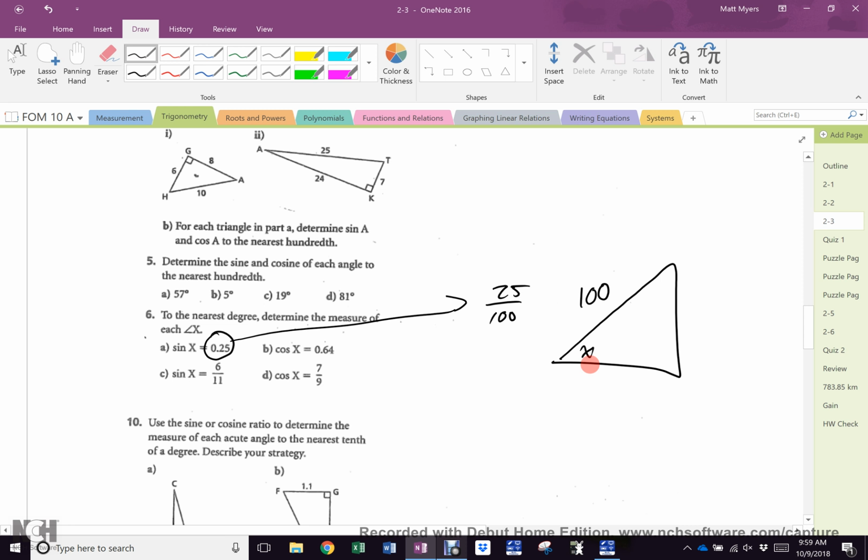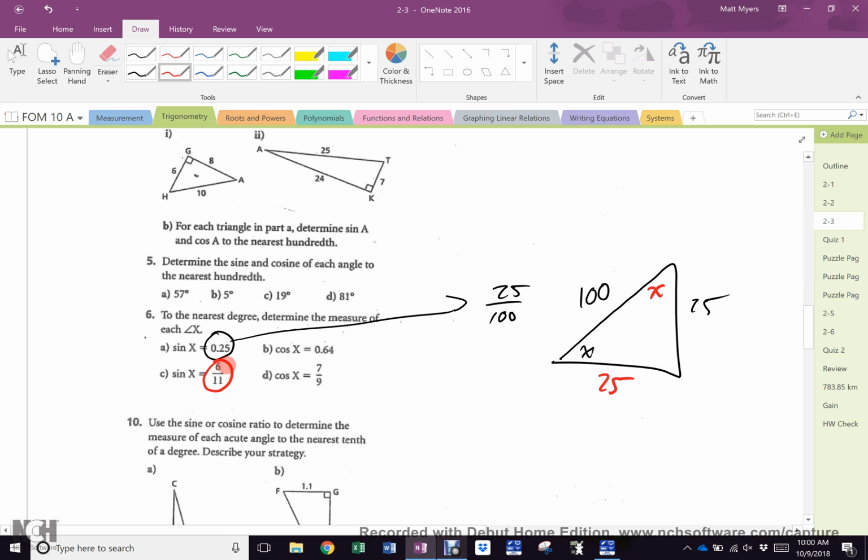Go again. Opposite, which is the right or the bottom? The right. There's the 25. If this is x, where's the 25? The bottom. So now I need to find an angle. If you ever need to find an angle, is it shift or regular? Shift. So this is shift sine 0.25.